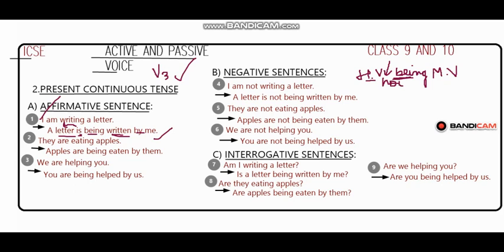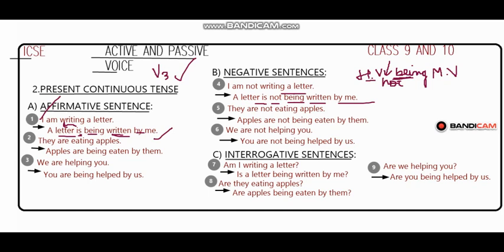As you can see, I am not writing a letter; a letter is not being written by me. Now second sentence: they are not eating apples. Apples are not being eaten by them. We are not helping you. You are not being helped by us, okay.